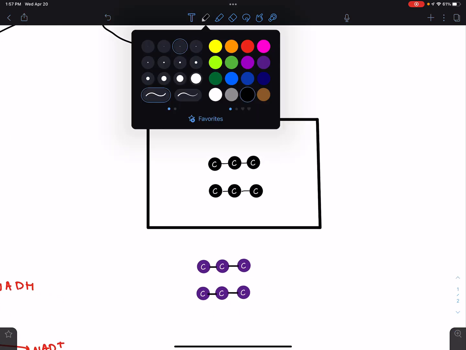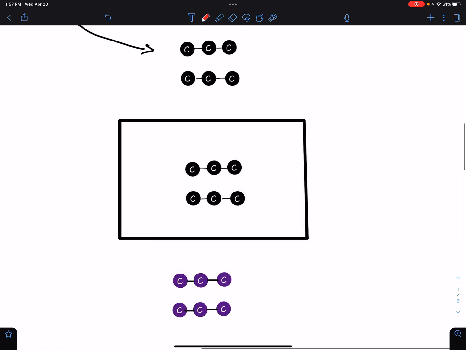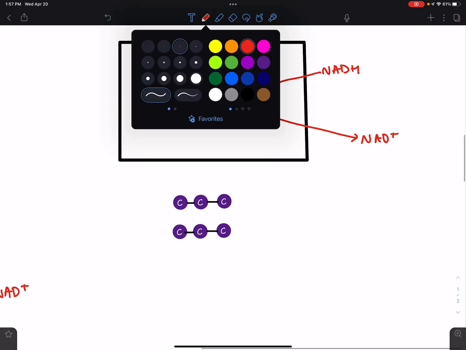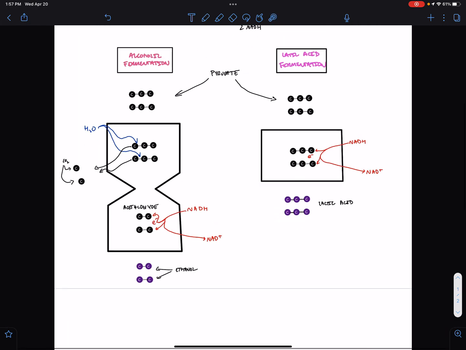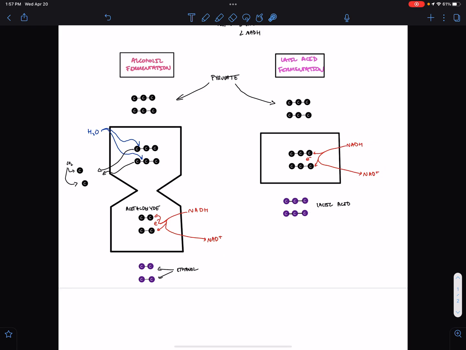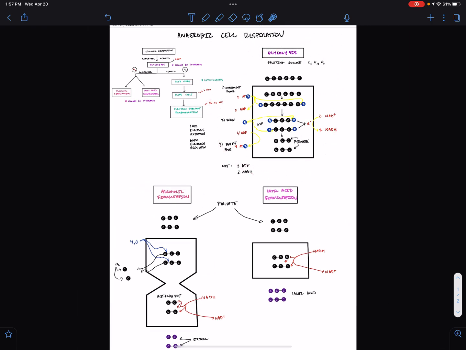But instead of making CO2, NADH comes in directly, drops off electrons, and makes NAD plus, and the end result is lactic acid, which is a 3-carbon compound. So, alcoholic fermentation is going to lead to the production of CO2, whereas lactic acid fermentation will not. But they both create NAD+, meaning glycolysis can keep running.